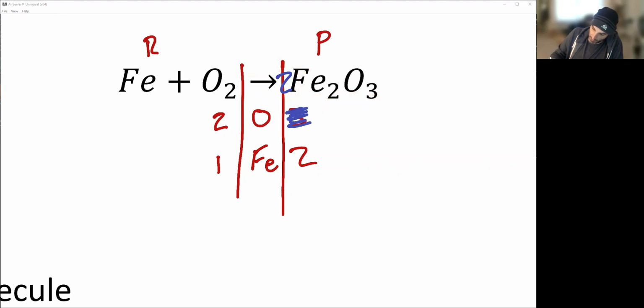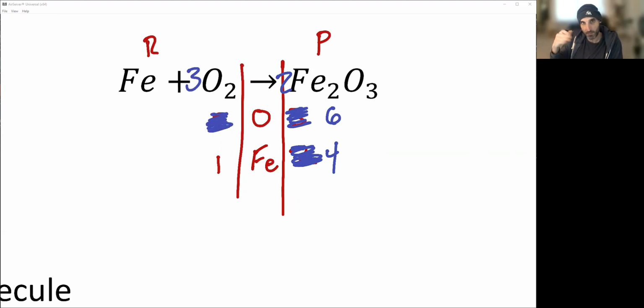So I'm going to wipe both of these out and I'm going to calculate again. I've got 2 iron oxide molecules or compound molecules. So I have a total of 4 irons and I have 6 oxygens. So now we're going to take a look at the oxygen again. I've got 2 oxygens on the left and I have 6 on the right. So I need to put a 3 in front here. That's going to change just the oxygen.